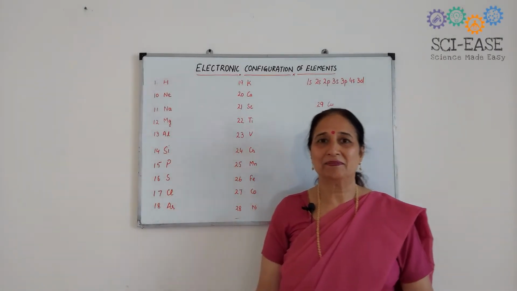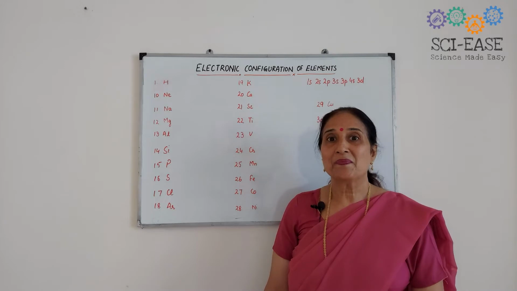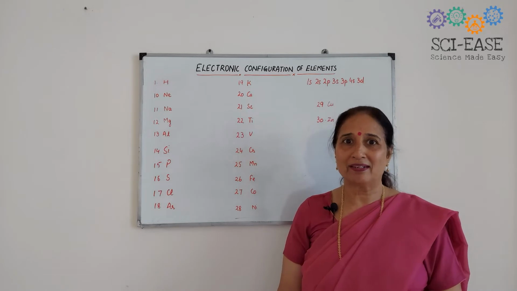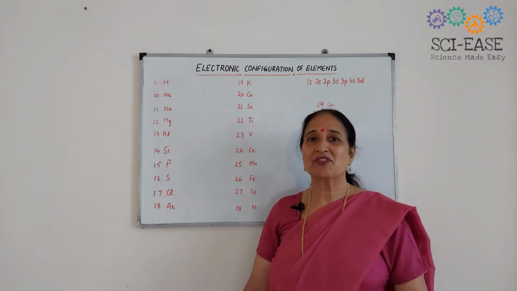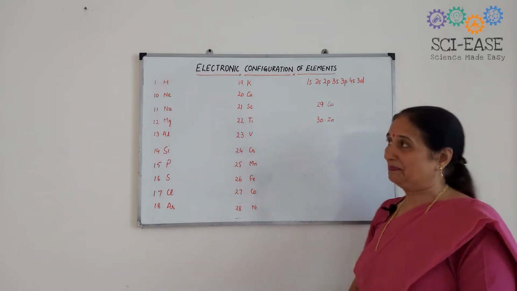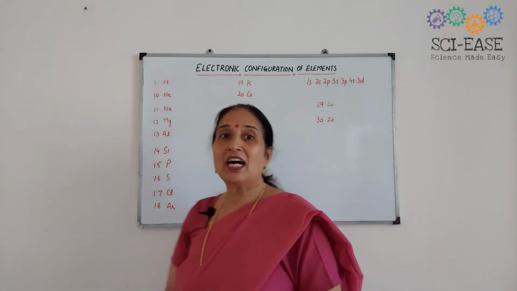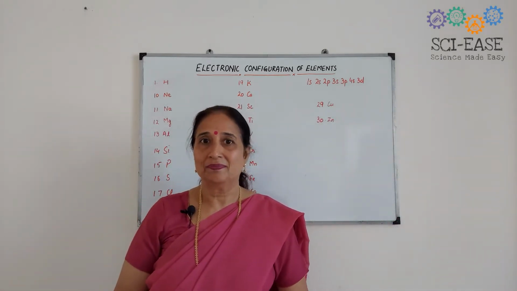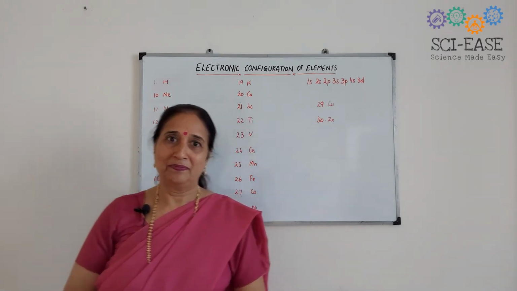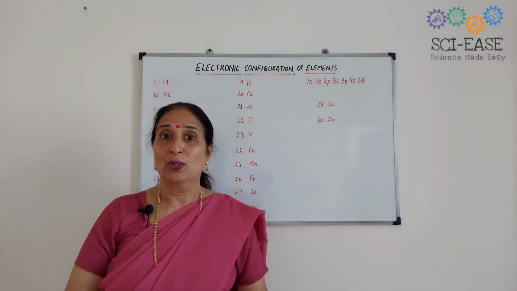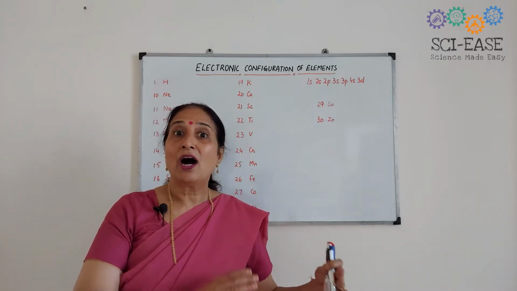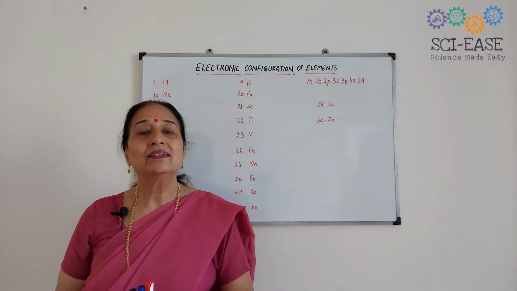Welcome to SCI-EASE. In this video, I am going to discuss a very important topic of class 11th chemistry, that is electronic configuration of elements. We have done Aufbau principle, Pauli exclusion principle, and Hund's rule. And we know what are the rules which govern how to fill the electrons in the orbitals.